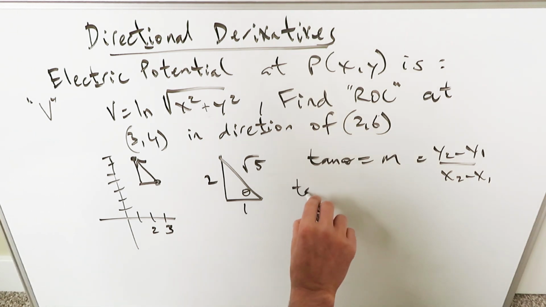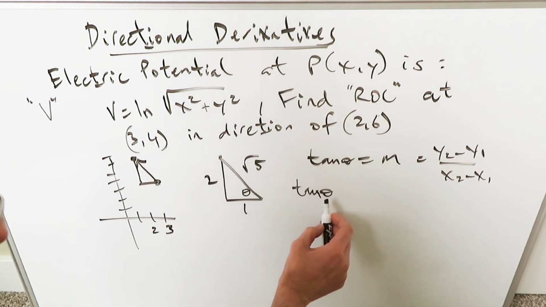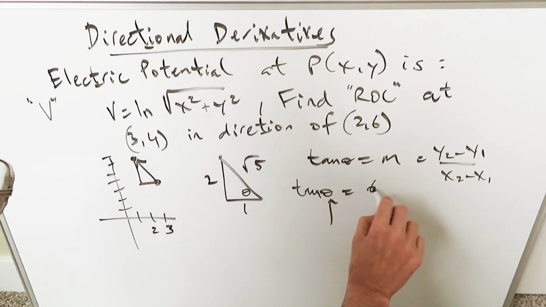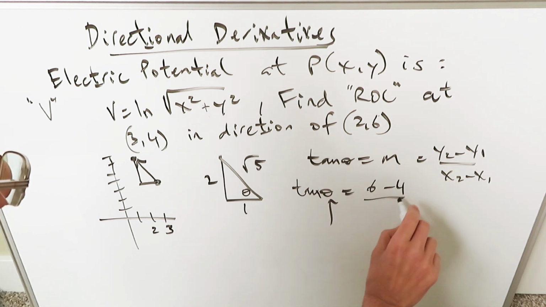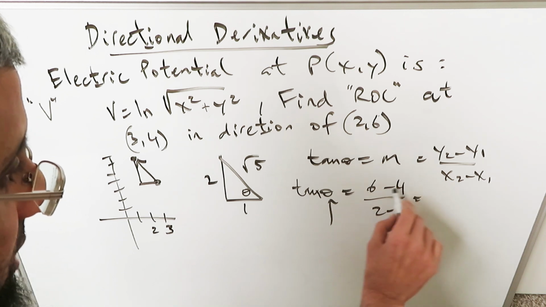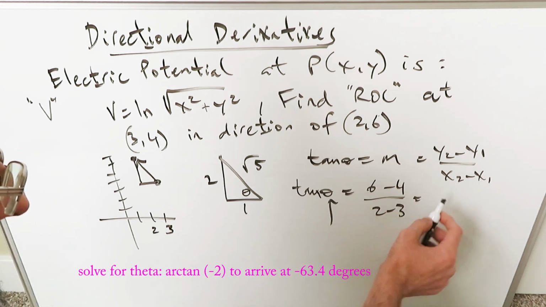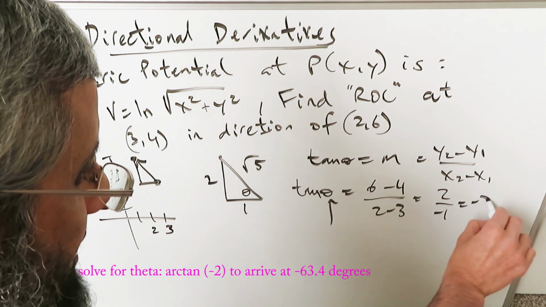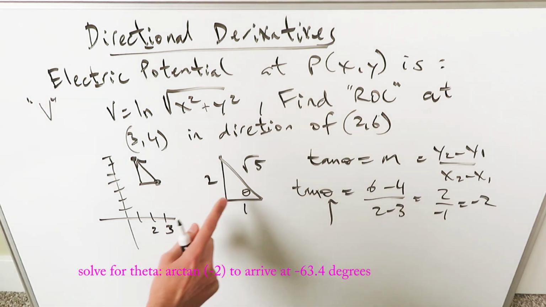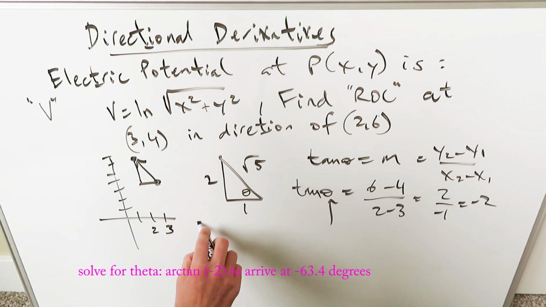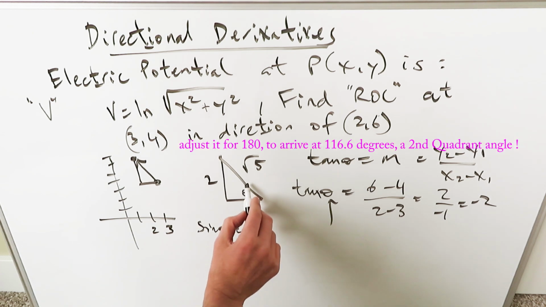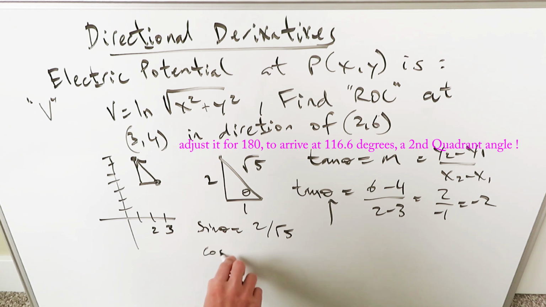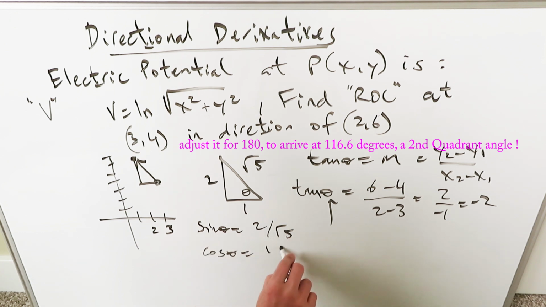My tan theta, the angle I'm interested in, is equal to y2 minus y1, which is 6 minus 4, divided by 2 minus 3. 6 minus 4 divided by 2 minus 3 is going to be 2 over minus 1, which is minus 2. When you do this and start bringing in items, sine theta based on this is equal to 2 over root 5, and cosine theta is equal to 1 over root 5.